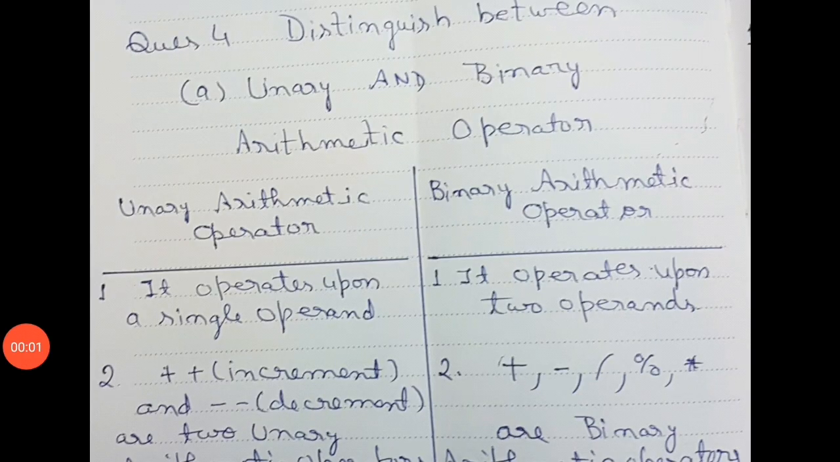So students, the difference between the unary and the binary arithmetic operators. The unary arithmetic operator operates upon a single operand. The binary arithmetic operator operates upon two operands. So unary means a single operand is required for the unary arithmetic operator, and the binary arithmetic operator operates upon the two operands.